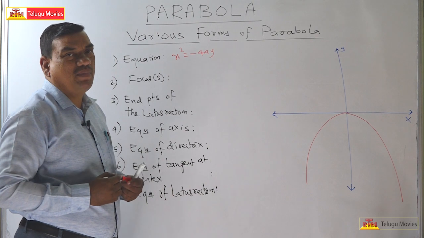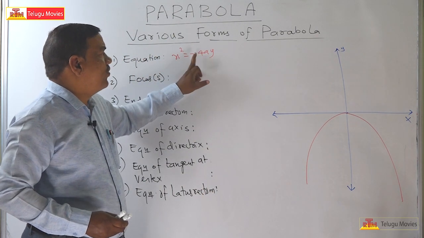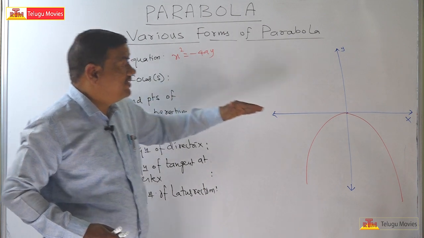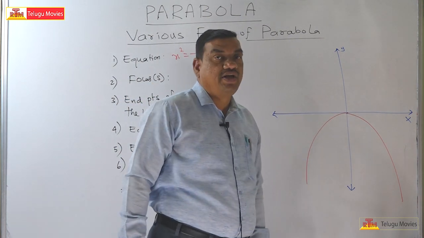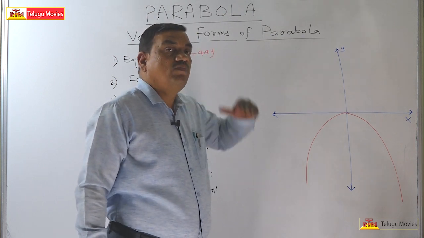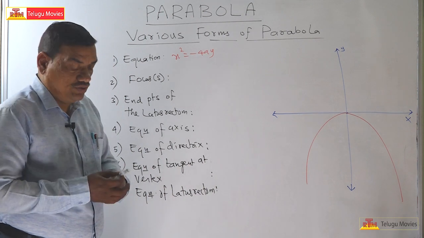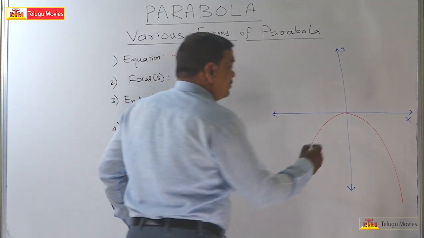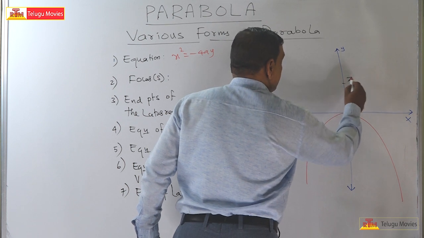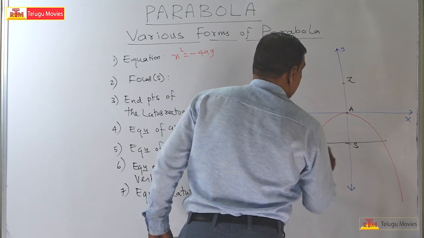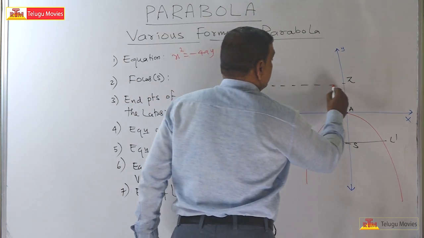How to remember it blindly? See here, minus y. Forget about 4, minus y. Minus y means negative y-axis. If it is plus y, positive y-axis. Okay, now, right. Then we are going to see all the coordinates. So this is the focus S, this is A, and this is Z, and this is the latus rectum L, L dash, and this is the directrix.